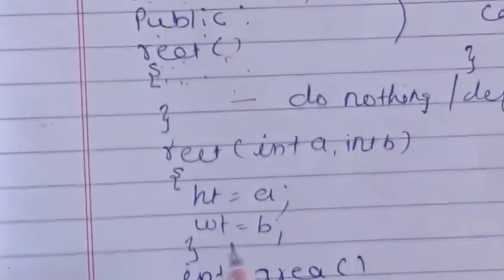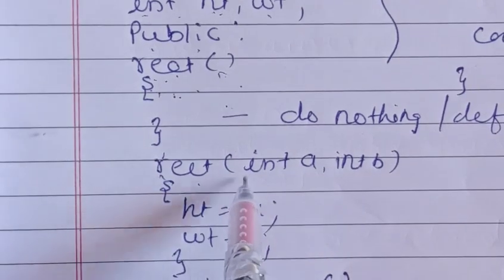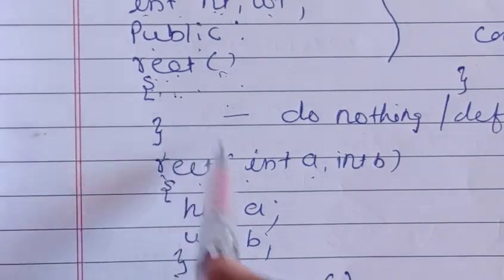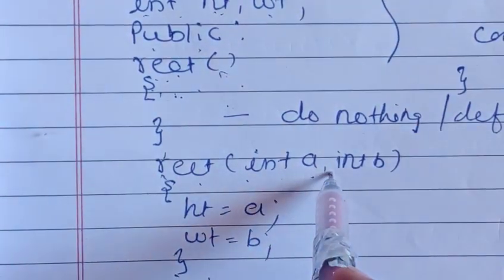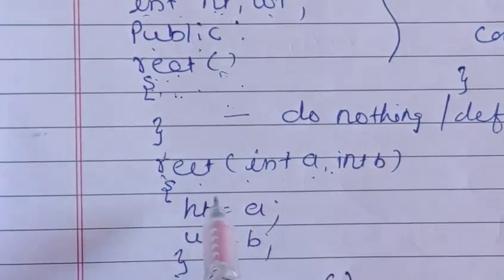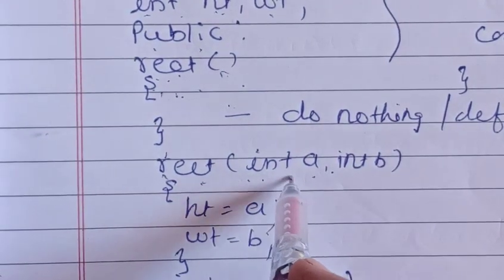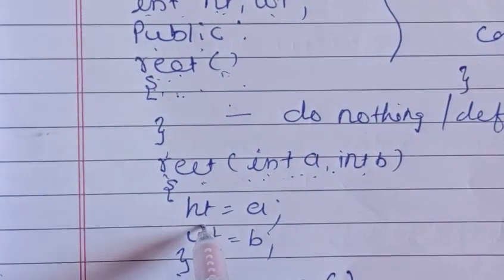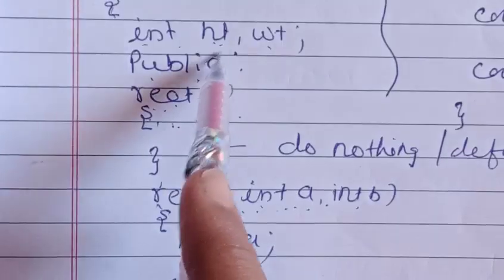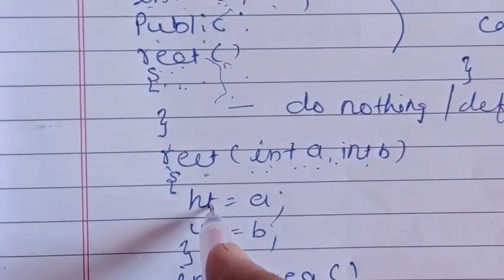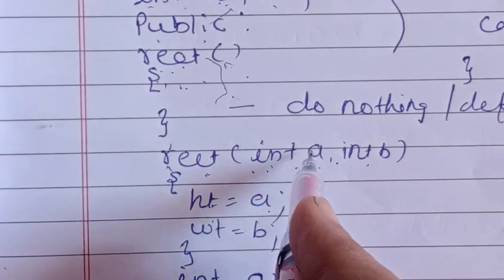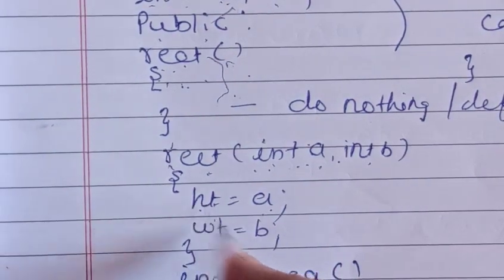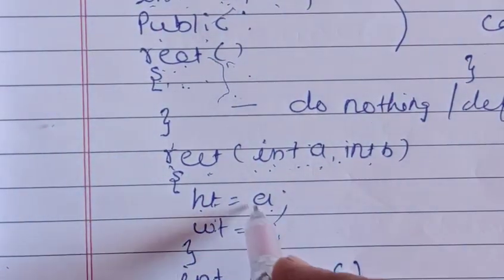Now next, this is a parameterized constructor. You can write any number of constructors, you just have to make sure that they have a different number of arguments, or type of arguments. Now here this constructor is taking two arguments, int a and b. And what we are doing with those arguments: here we have two variables, ht and wt, so we will be assigning them values. To ht we are assigning a, so the value copied in a will be assigned to ht, and b will be assigned to wt, that is width.